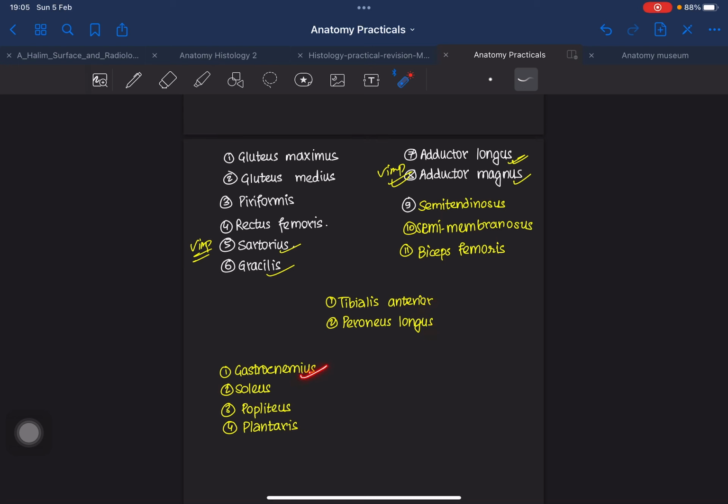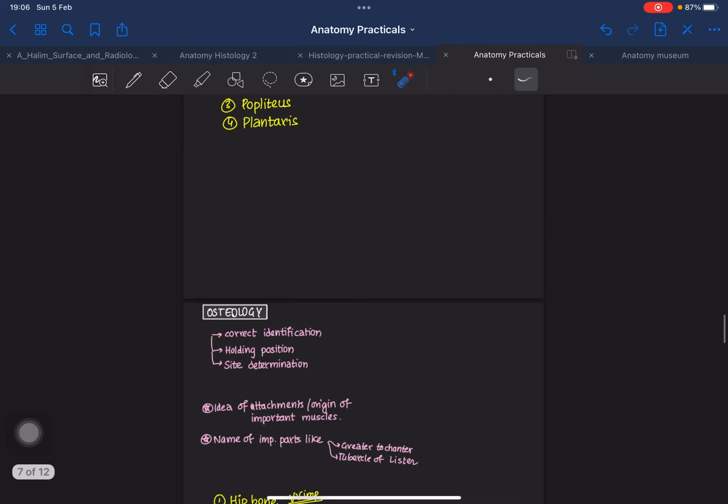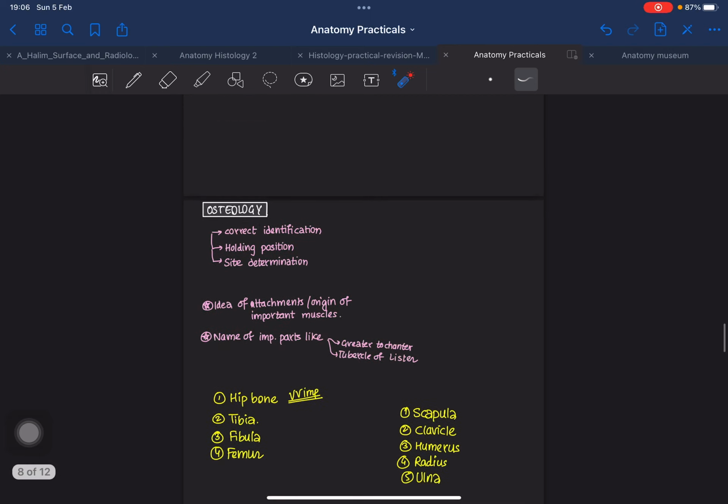And gastrocnemius is important. Soleus, popliteus, and plantaris. Don't miss about these muscles as well. The origin, the insertion, the nerve supply, and the function. Okay, that was all about the first day. That is the spotter thing.